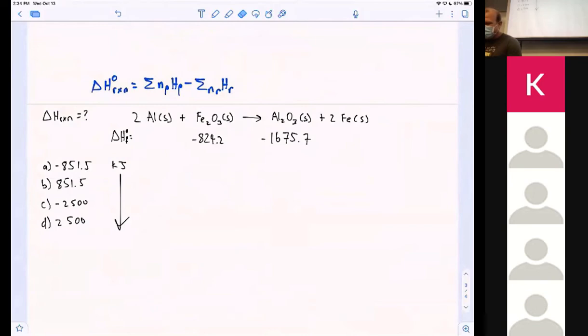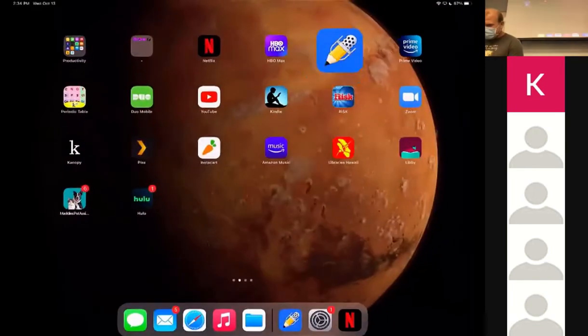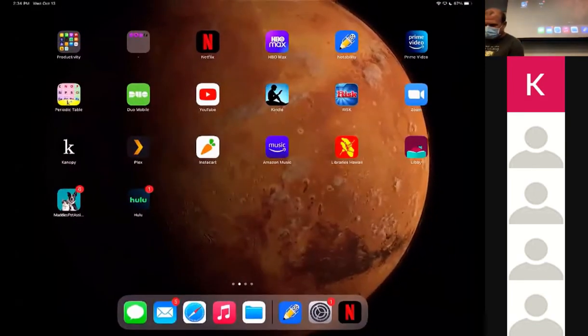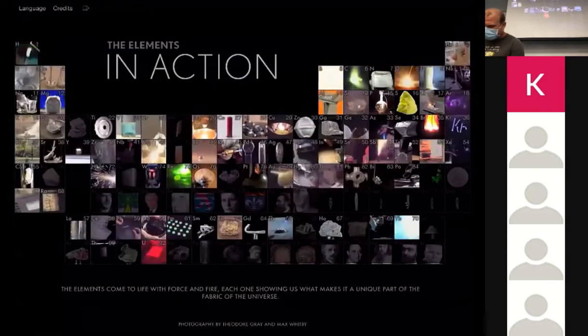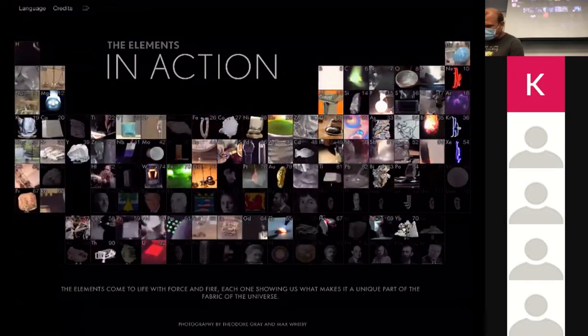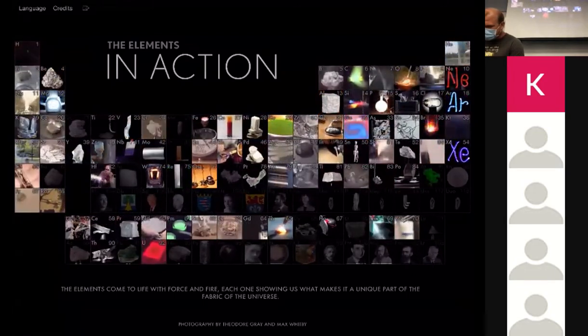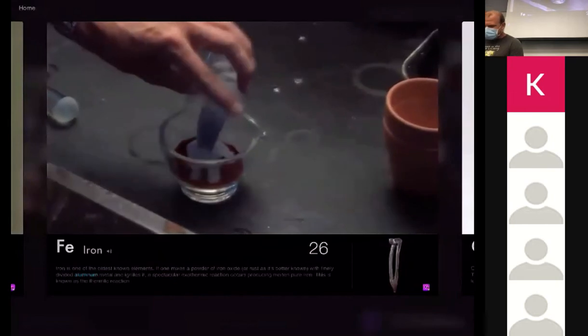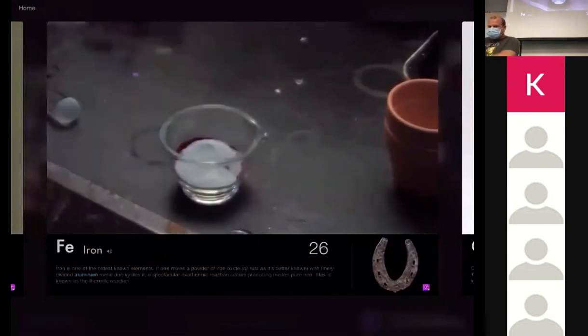This is also known as a thermite reaction. So actually, I can show you the thermite reaction. Where is elements in action? This is going to be iron. No, is it aluminum or iron? Is it iron? Oh yeah, here we go. Here's the thermite reaction.